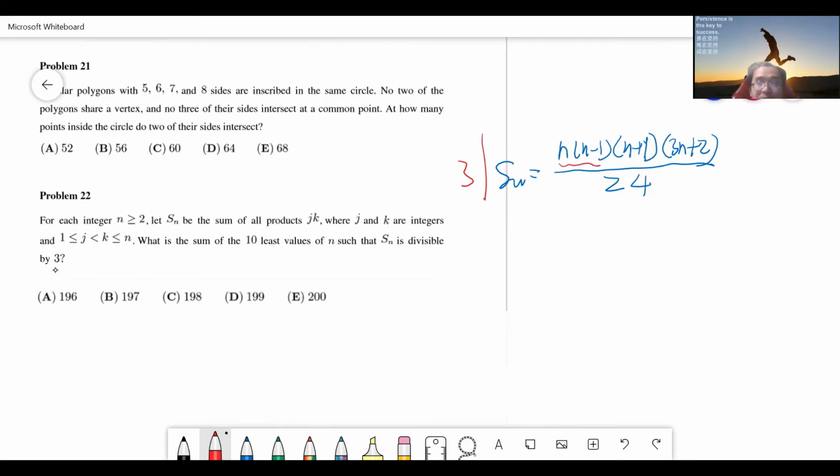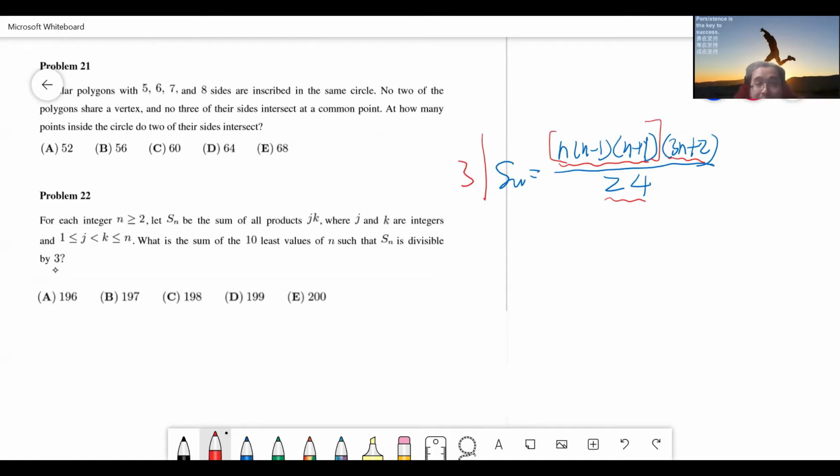So this is the 3 consecutive numbers, right? Among these, n minus 1, n, and n plus 1, exactly one of them is divisible by 3. So this one, 3n plus 2, is never divisible by 3. Also we notice we have 24 in the denominator, so we want this to be divisible by 3 as well. That tells us that among these 3 consecutive numbers, one of them must be a multiple of 9.